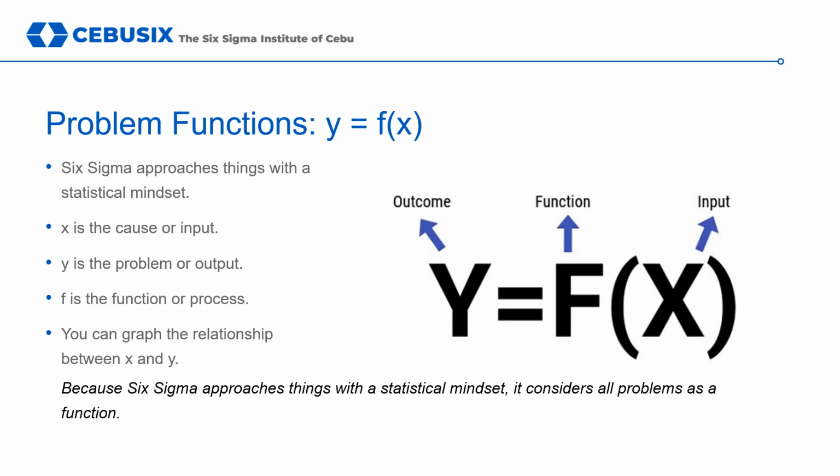Because Six Sigma approaches things with a statistical mindset, it considers all problems as a function. The y equals f(x) statement can be used in 2 ways. First, it is a general map for stating a problem. Y, the problem, occurs because of some x, input or cause, is occurring. In reality, though, y is usually occurring because of some group of causes or inputs, which means there are going to be more than one x inputs.